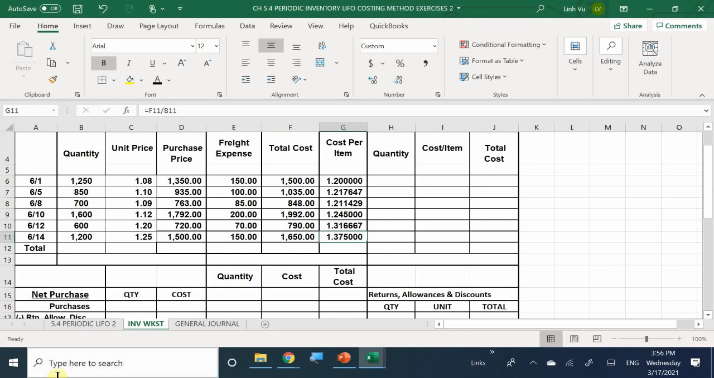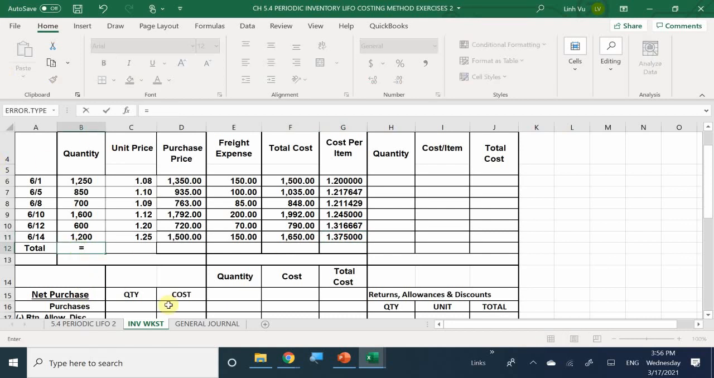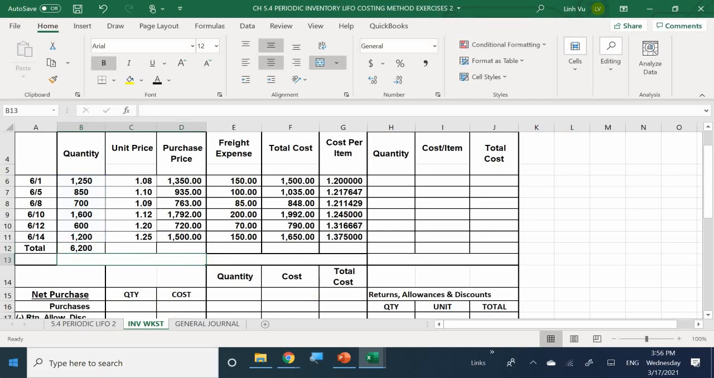So what is the total quantity I have? 6,200. So equals sum. 6,200 items, okay? What is my total purchase price? $7,060. Okay? And then what about my total freight? $755. And then lastly, what's my total cost going to be? $7,815.